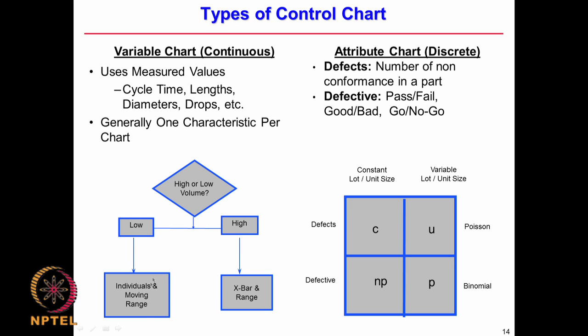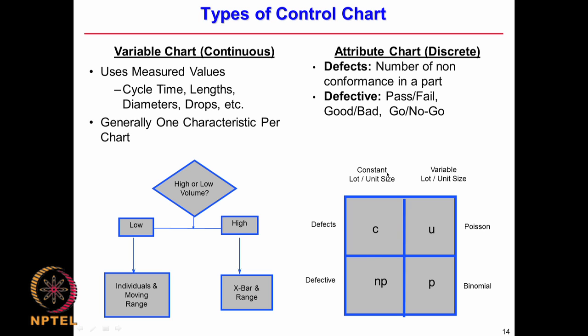Individual values are also there. Now if you go to the attribute chart, there is something called a defect chart, the number of non-conformants in a part. Defective means pass or fail, good or bad, a go no-go sort of situation. So we can have different types of charts: the C chart, U chart, P chart, NP chart.